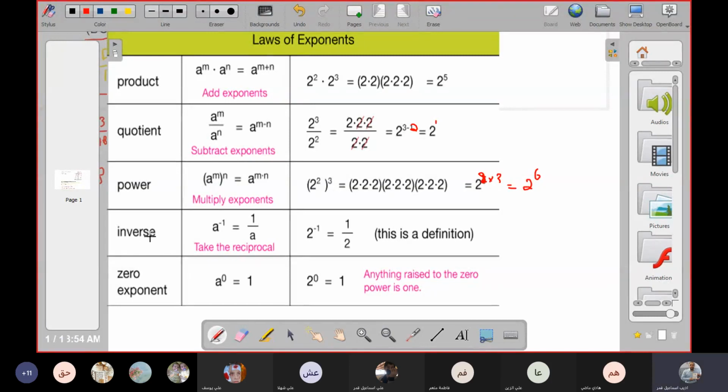I will continue now. Inverse: a to the power minus 1 equals 1 over a. We take the reciprocal. For example, 2 to the power minus 1 is equal to 1 over 2. Or if we have 1 over 3, for example, and we want to write it without a fraction, we put 3 to the power minus 1. Or 1 over a, another example, is equal to a to the power minus 1. Here a is different from 0.